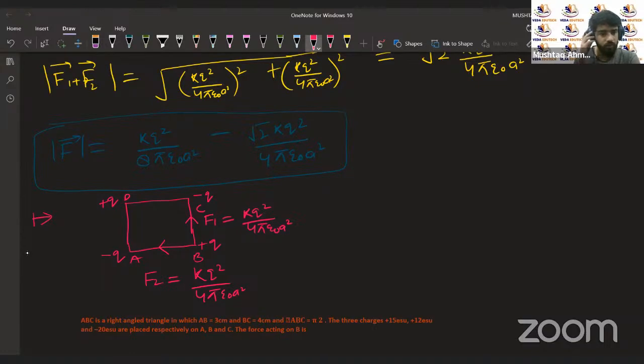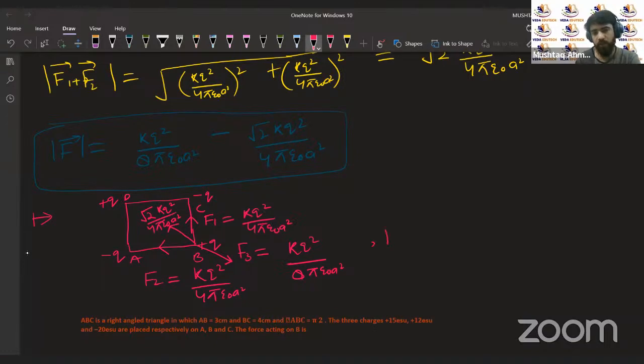Now the force because of the charge at D: the charge B is positively charged and the charge D is also positively charged. It will be a repulsive force along this direction. Let me call this F3. It will be equal to kq square upon 8 pi epsilon naught A square. The resultant of the forces F1 and F2 will be along this. It's going to be root 2 kq square upon 4 pi epsilon naught A square.